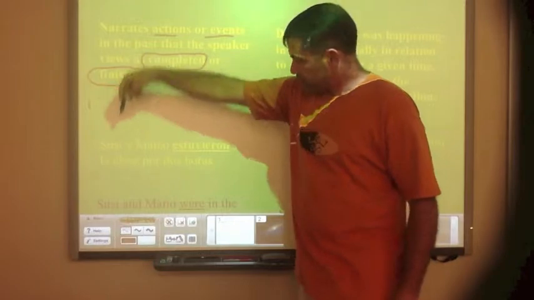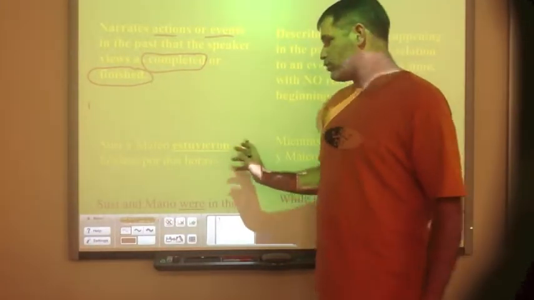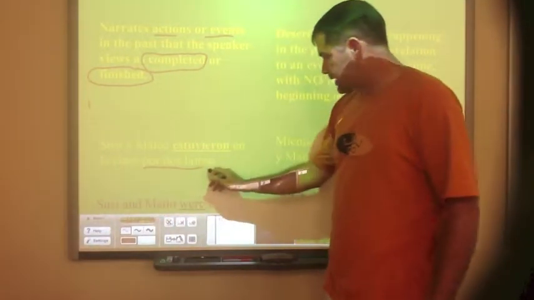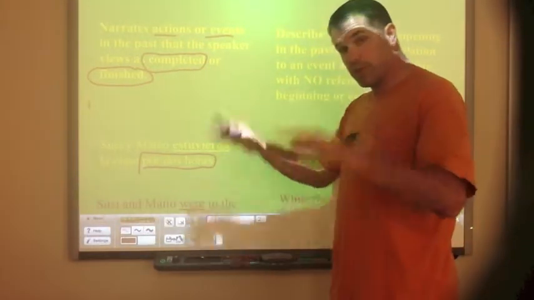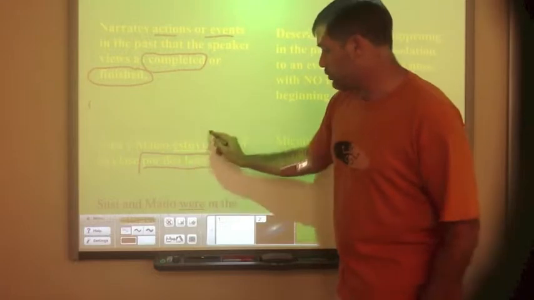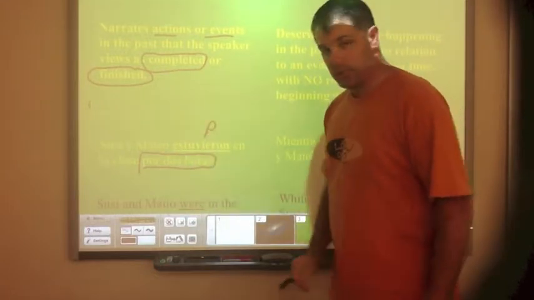So, an example, Susie y Mateo estuvieron en la clase por 2 horas. Because we have a fixed time that they were in the class, it's done, it's over with. Estuvieron we have in the preterito.